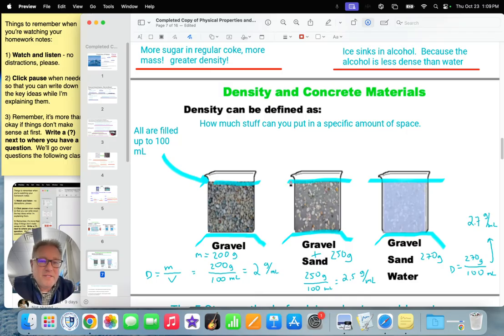And the second one we fill up to the same level, the same amount of space, but this says gravel and sand together. And this one, we fill up the same amount of space, but it says gravel, sand, and water.